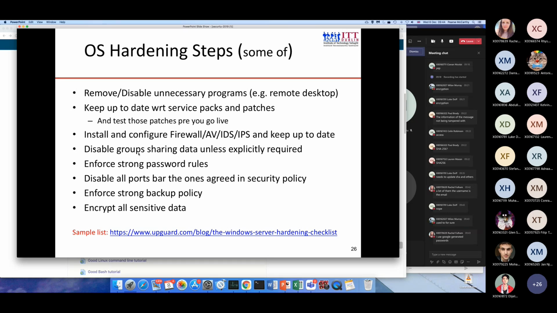So they are just a sample list of OS hardening steps. So the main message is, if you ever have to set up a server and someone tells you we need this to be secure, this is the type of stuff you've got to make sure you do.